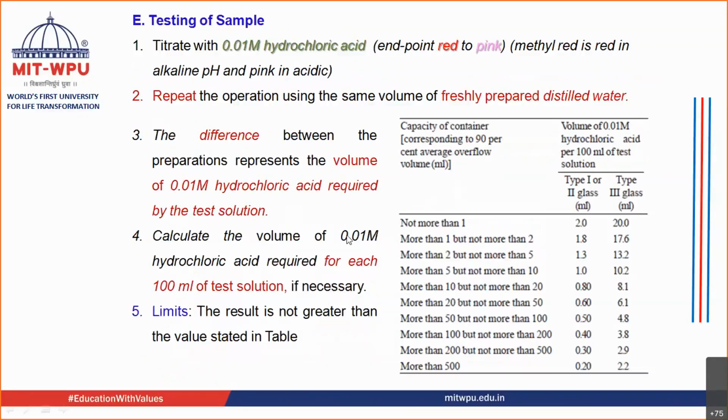In the next step, you are now going to carry out the titration. In order to carry out the titration, you are going to titrate your sample, which we feel may be containing alkali, which may be leached out from the container, type 1 and type 2 container, or maybe type 3 container, whatever the container was. From that container, the alkali has been leached out.